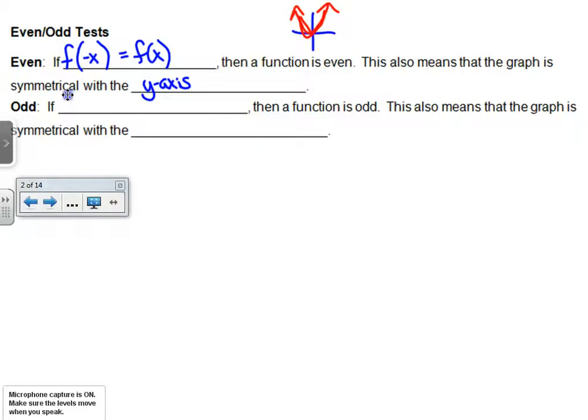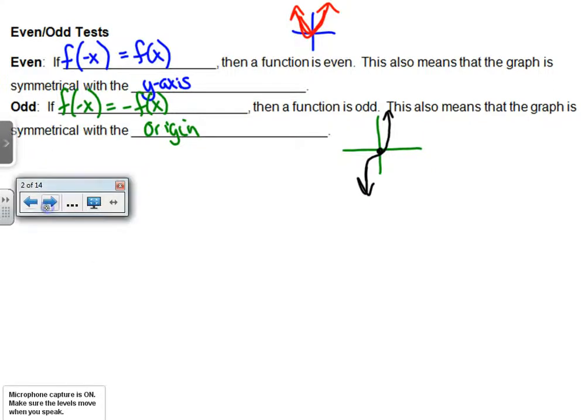An odd function is a little different. If you take your function and you plug in or evaluate at a negative x, you're not going to end up with the original function. Instead, you're going to end up with the opposite of your original function, which is called negative f of x. And it has symmetry with the origin. So an example of a graphical representation of something that is odd, or has symmetry with the origin, would be a cubic polynomial that's centered at the origin.